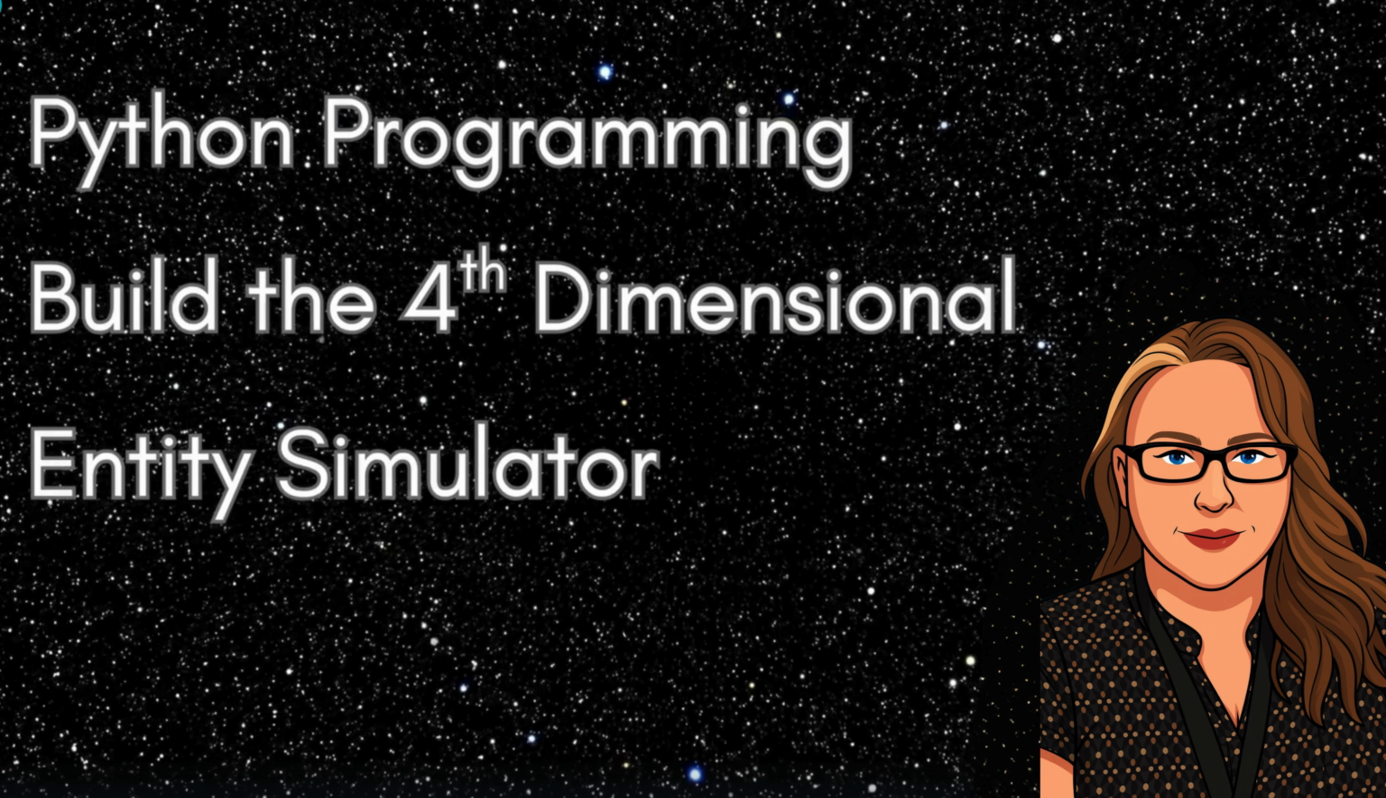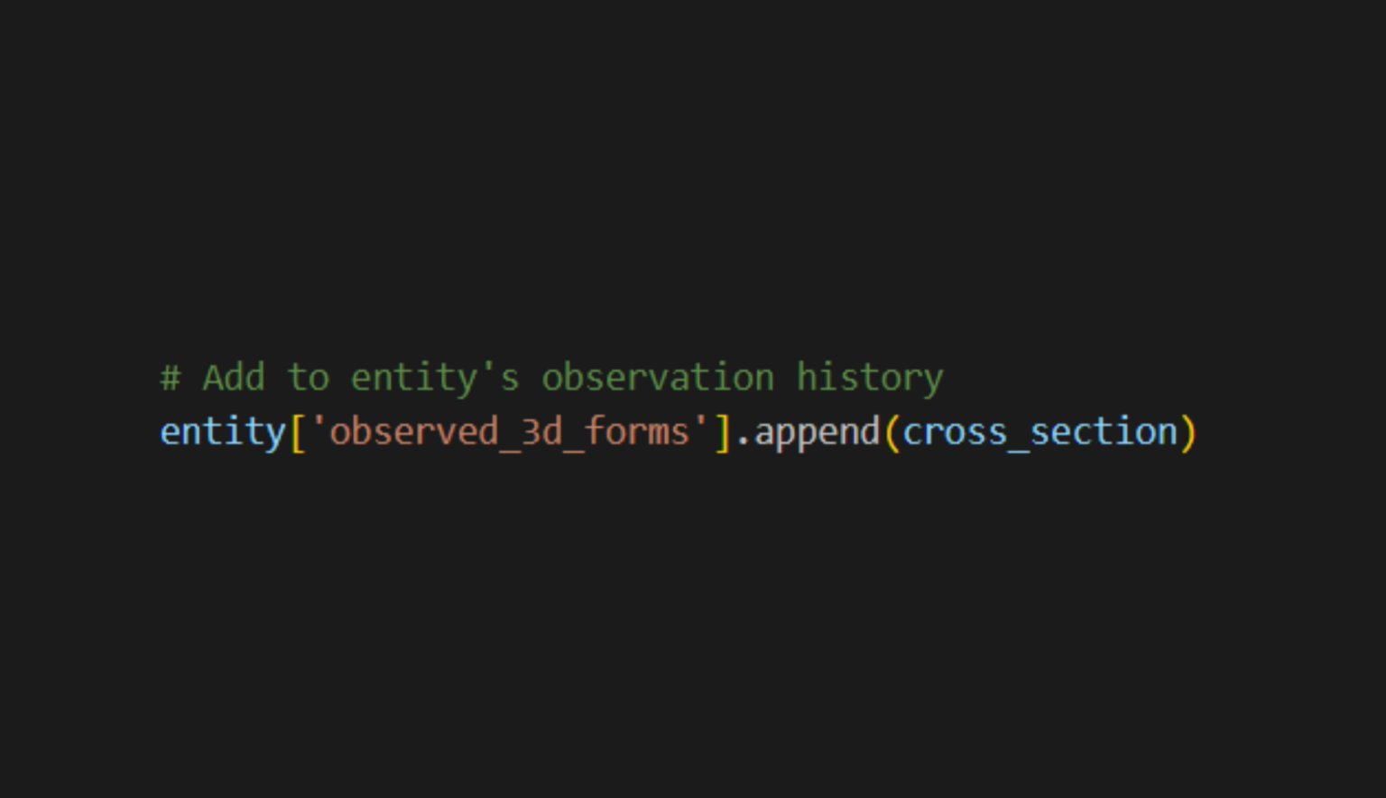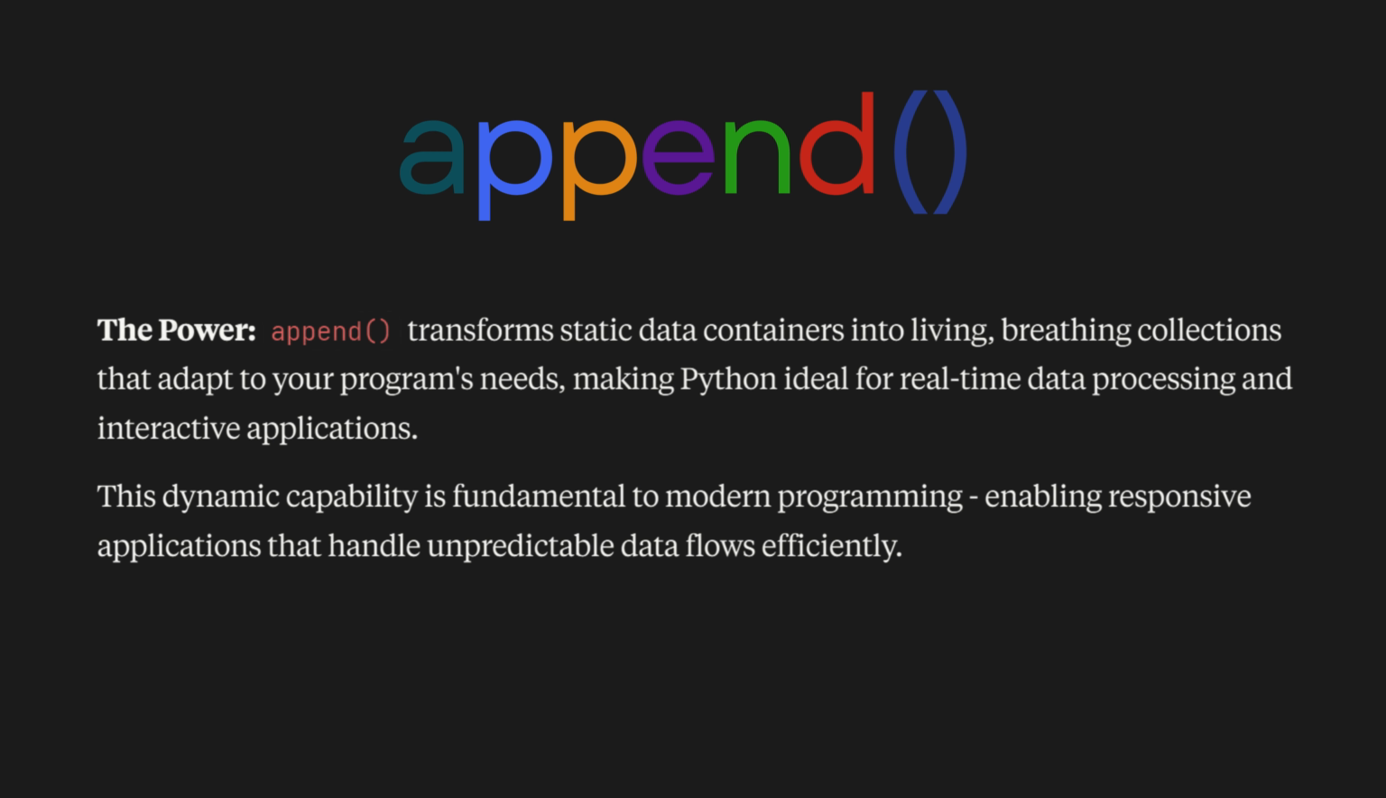Let's move on to a fundamental list operation that demonstrates dynamic data collection. We have in this next line, entity_observed_3d_forms.append(cross_section). The .append method is Python's essential tool for growing lists by adding new items to the end, enabling dynamic data collection and historical tracking during program execution.